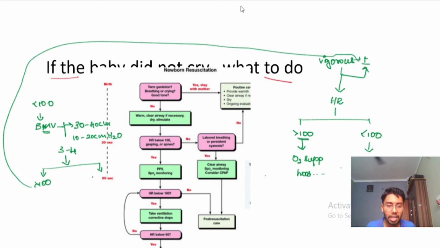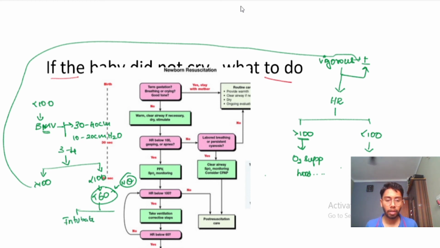If the heart rate is still less than 100, or if the heart rate has decreased to less than 60, this is very, very important. It's a frequently asked NEET question. If the heart rate is less than 60, you will have to do 2 things. One is intubate the baby. Number 2, give chest compressions. Start chest compressions, start CPR.